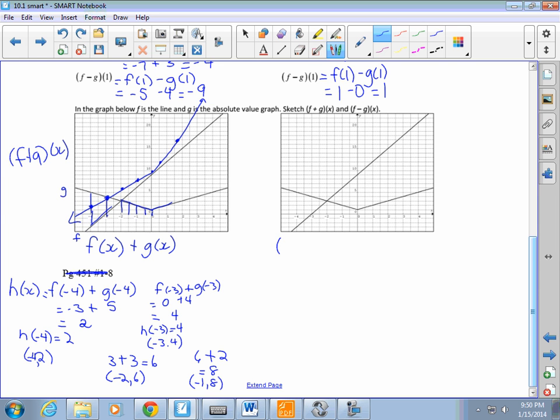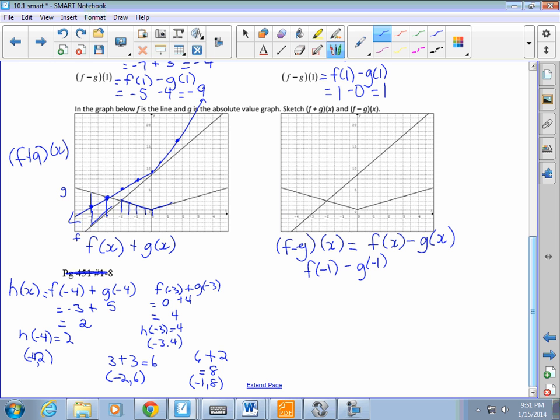So f minus g of x is equal to, same thing as saying the f of x minus the g of x. So if I look at the point -1, and we'll just do 1 point here. So f of -1 minus the g of -1.